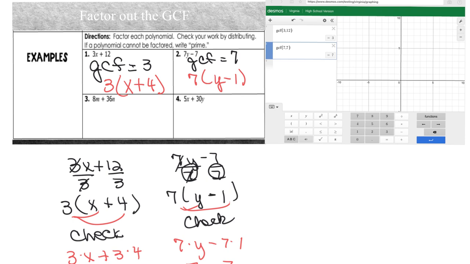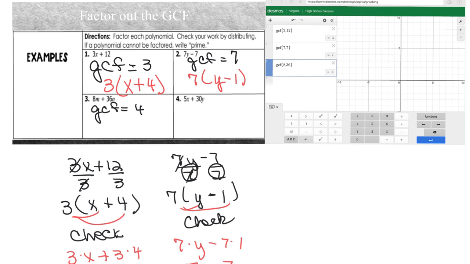All right, problem number 3. I type into Desmos the GCF of 8 and 36, and I find that that is equal to 4. Therefore, on problem number 3, my GCF is 4.